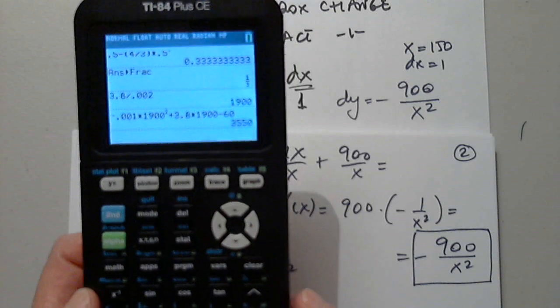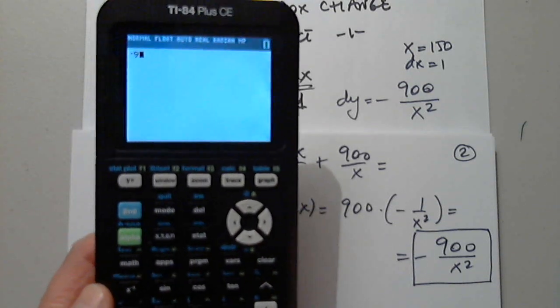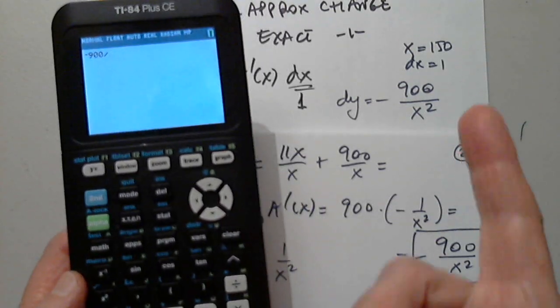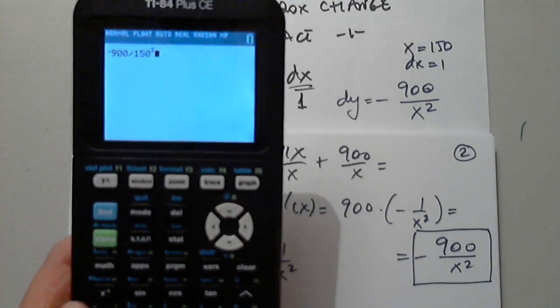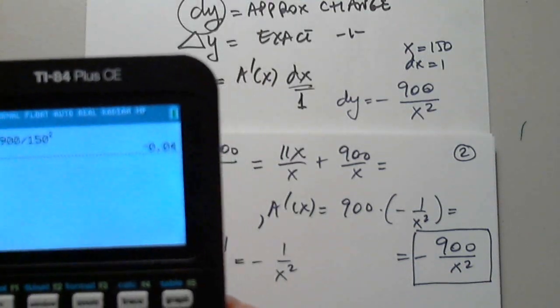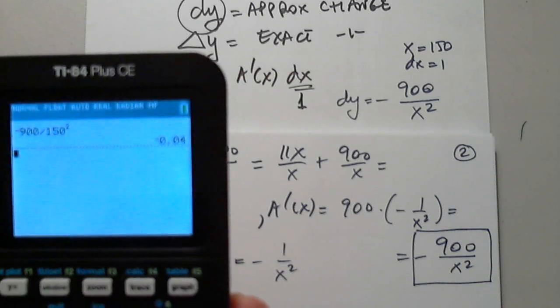Okay, so what do I have here? -900 divided by 150 squared. I got -0.04.